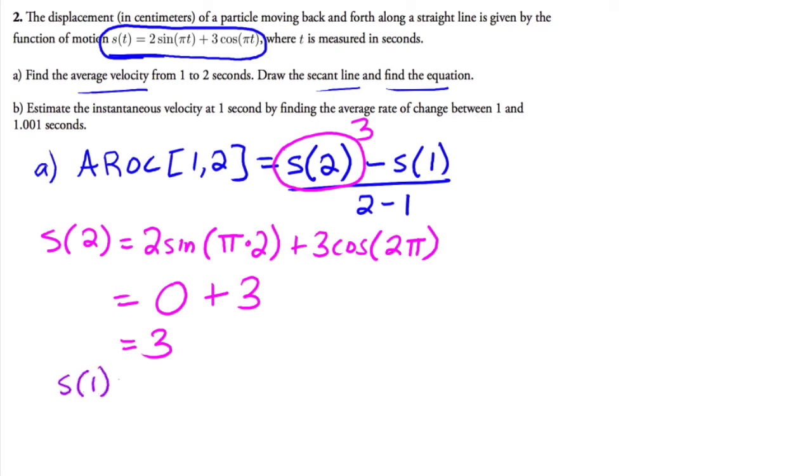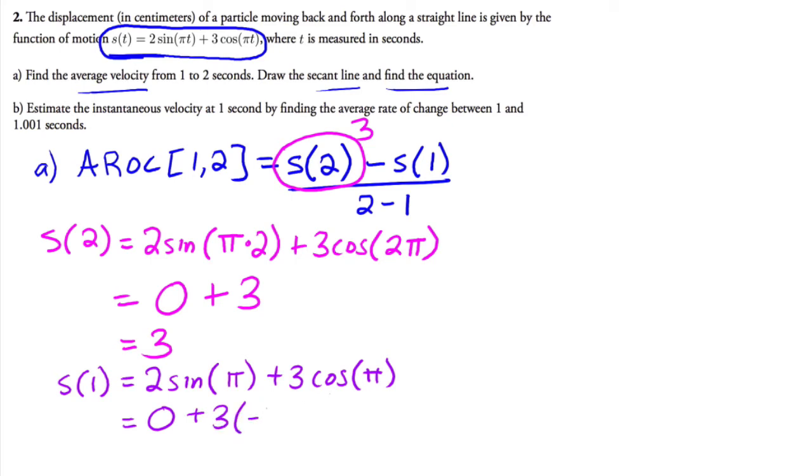Now s(1) is 2 sin(π·1) + 3 cos(π·1). Sine of π is 0 again, and cosine of π is negative 1, so this is negative 3. So I've got 3 minus negative 3, which is 6 over 1, or just 6. So 6 is the average velocity.